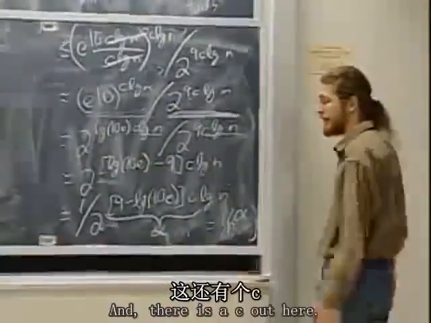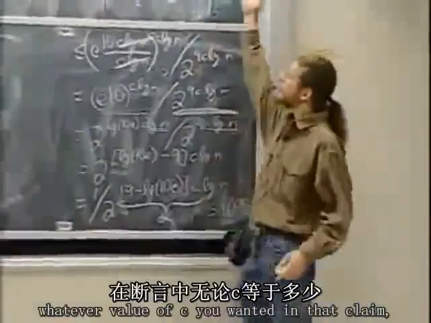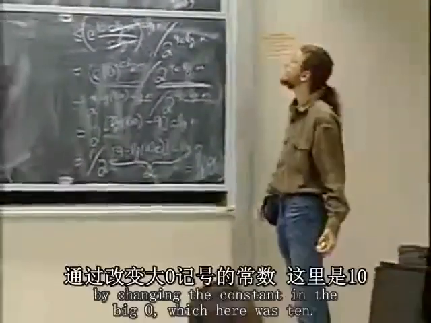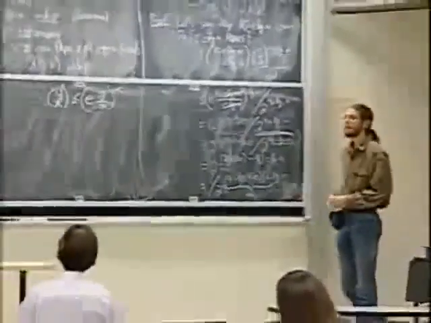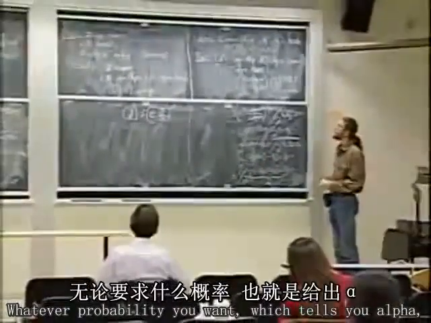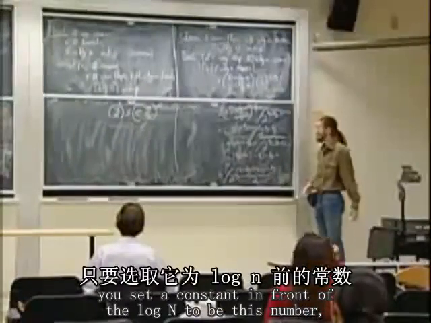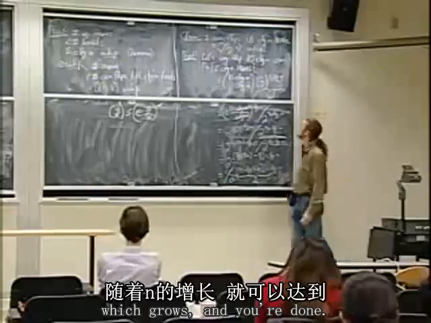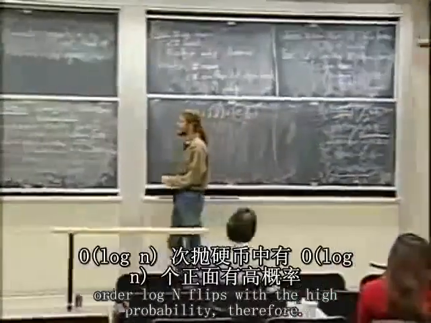Gets bigger. And there's a c out here. But for any value of c that you want, whatever value of c you wanted in that claim, I can make alpha arbitrarily large by changing the constant in the big O, which here was 10. Okay, so that claim is true with high probability, whatever probability you want, which tells you alpha, you set the constant in front of the log n to be this number, which grows, and you're done. You get the claim. It's order log n heads, or order log n flips with high probability.